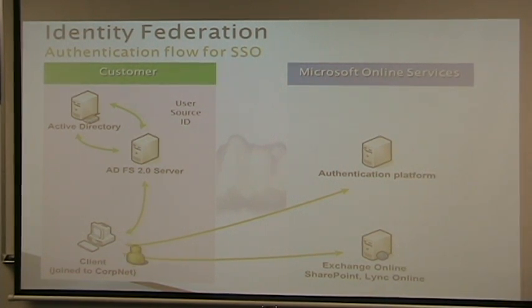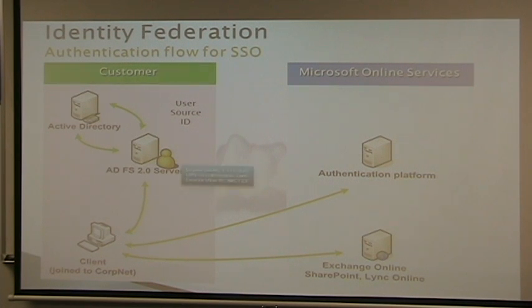So what happens from the client computer is that it goes to access the resource. The resource says you need to authenticate against either Microsoft Online Services or the customer premise. So it goes back to the computer, which will then go to the authentication platform in MS Online, which will say that it's federated, so it needs to go back to authenticate against Active Directory. It'll go to the ADFS server, which again synchronizes with Active Directory.